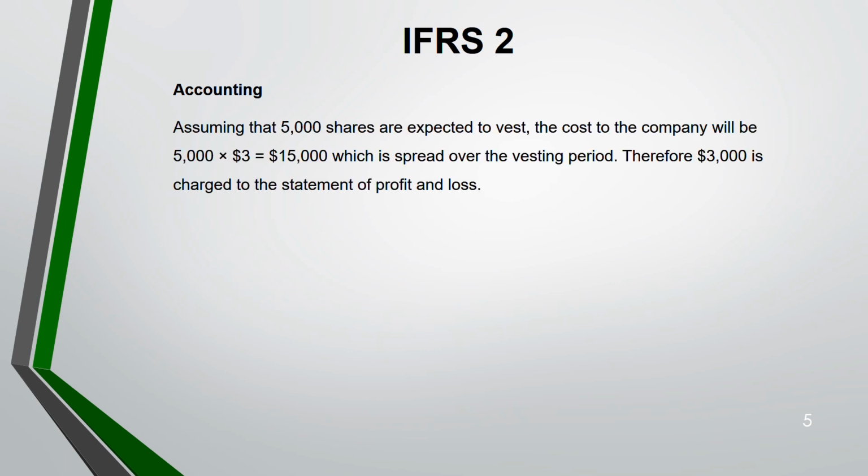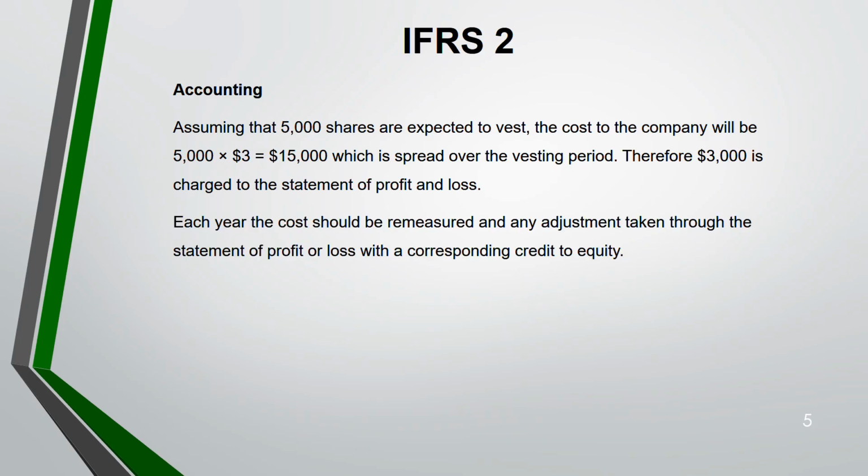So now you are assuming that you will be there for the 5 years and you will take up this option. So how are you going to find the fair value? At the grant date, which is given as $3. So 5,000 into $3, 15,000. This 15,000 you will spread over the vesting period. How many years are there? 5 years. So this 15,000 you will vest over 5 years. That is 15,000 divided by 5, 3,000. So every year you are going to record 3,000 in your statement of profit and loss as an expense.